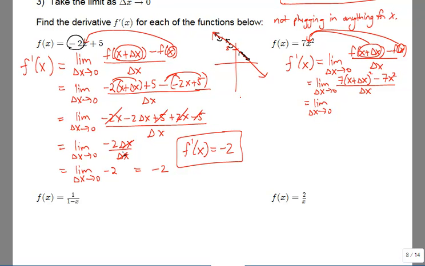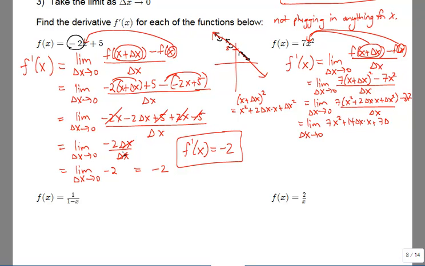So if I were to take x plus delta x and square that quantity, that would become an x squared plus a 2 delta x times an x plus a delta x squared. And we want to take all of that times 7. So now at this point, I'm going to distribute that 7 across, and that's going to give me 7x squared plus 14 times delta x times x plus 7 delta x squared minus 7x squared.